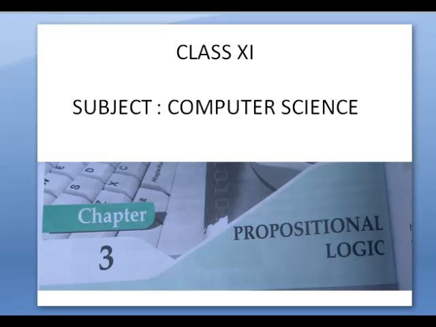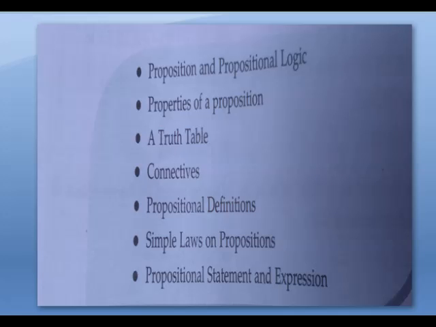Students, now we are going to study the third chapter, propositional logic. In this chapter, we are going to cover all these topics. First one is proposition and propositional logic. Second one is properties of proposition. Third one is a truth table. Fourth one is connectives. Fifth one is propositional definitions. Sixth one is symbol laws on proposition, and the seventh one is propositional statement and expression.